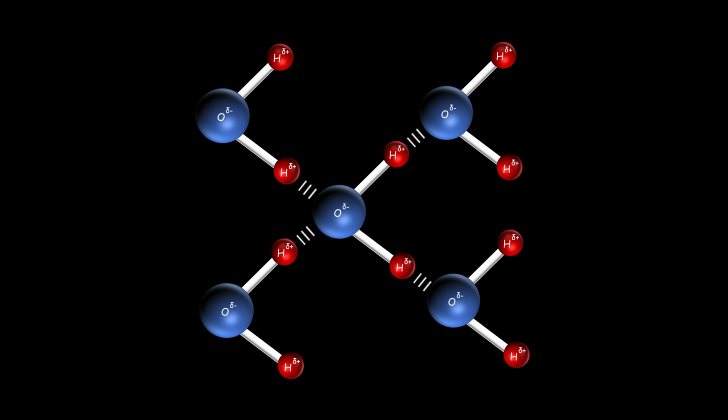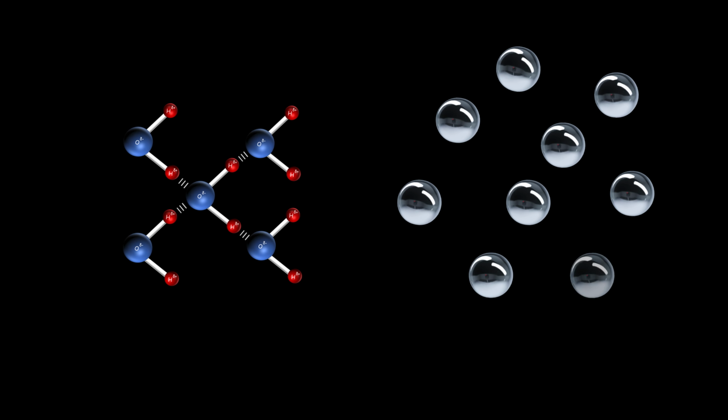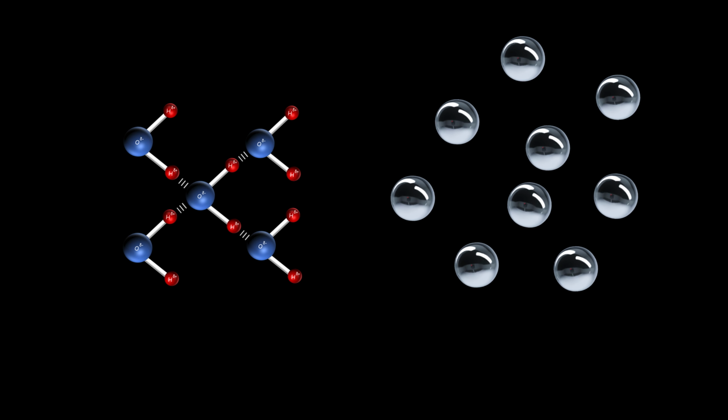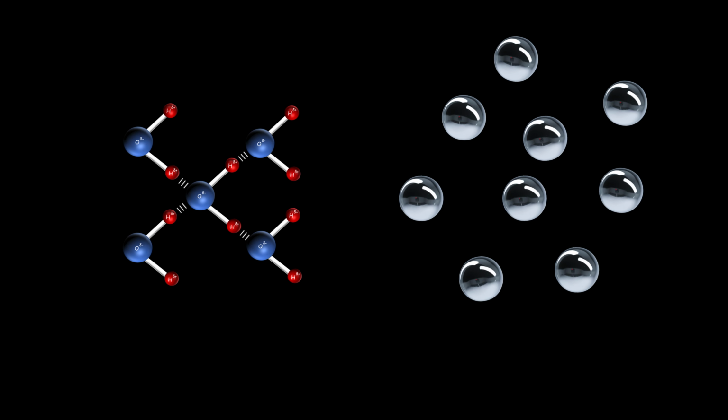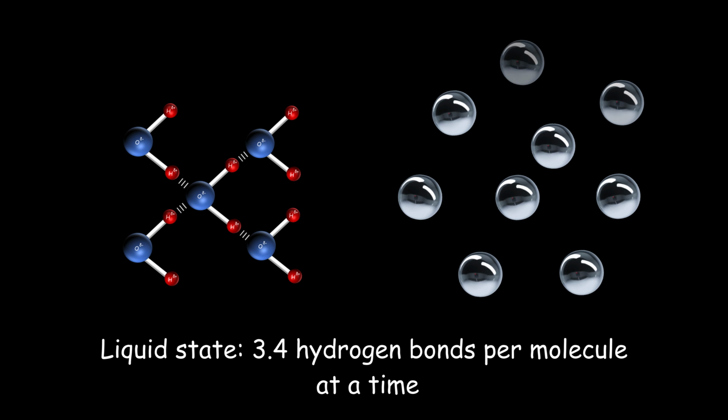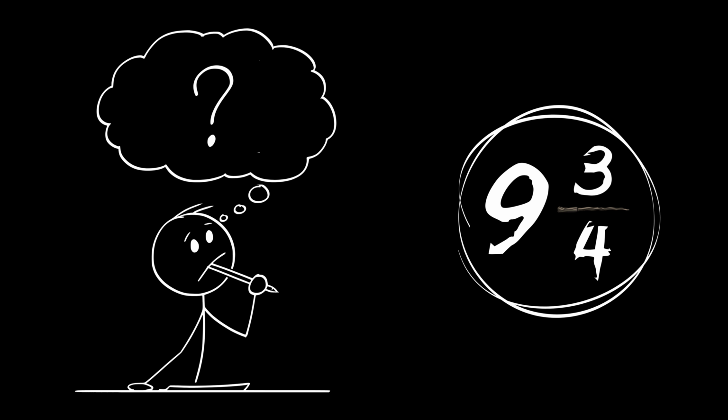So far, we have established that each water molecule can form hydrogen bonds with as many as 4 other water molecules. But when water is present as a liquid at room temperature, the water molecules are in constant motion and they only form an average of 3.4 hydrogen bonds at a given time. But how do you form 3.4 bonds? It's almost like finding platform 9 and 3/4 or something.